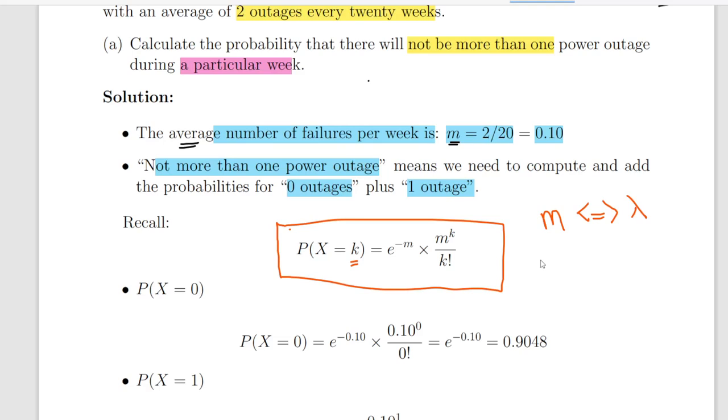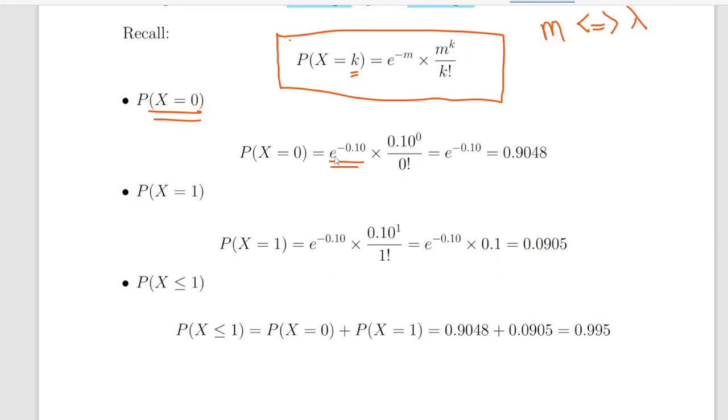So probability of x equals 0, that is e to the minus m, that's e to the minus 0.10, times, in this case, k is equal to 0. So m to the power of k is 0.10 to the power of 0. That's necessarily 1. K factorial is 0 factorial. That's also 1. So what we end up with is e to the minus 0.10, and that is 0.9048.